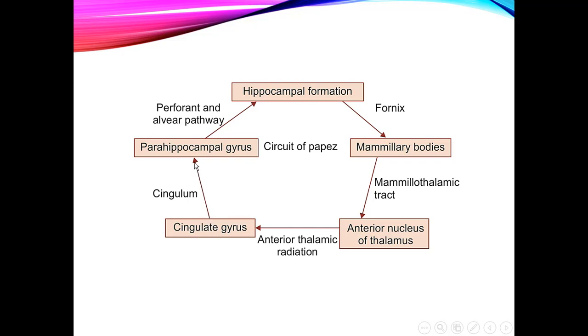Cingulate gyrus sends to the parahippocampal gyrus, and finally the parahippocampal gyrus sends back fibers to the hippocampal formation. This circuit is called circuit of Papez. And this circuit has a critical role in learning and memory. So damage to different parts of this circuit may result in learning and memory impairment.